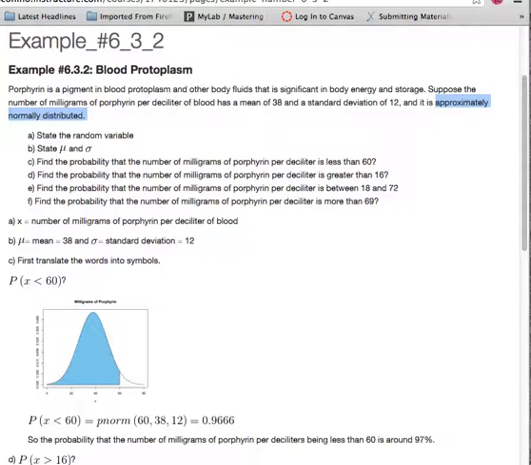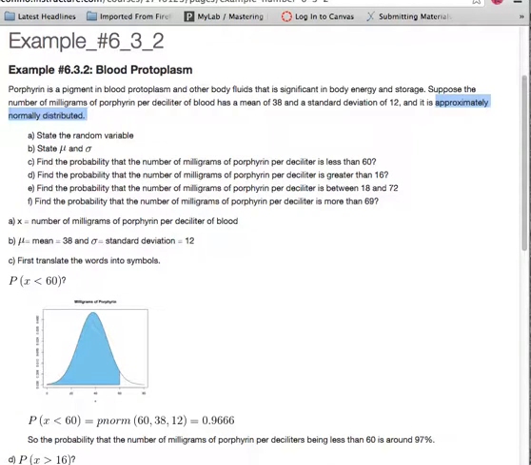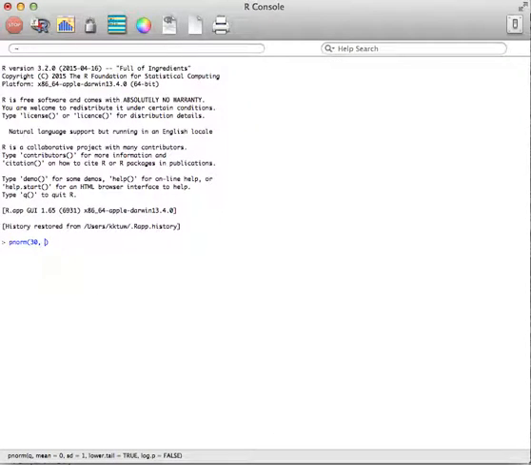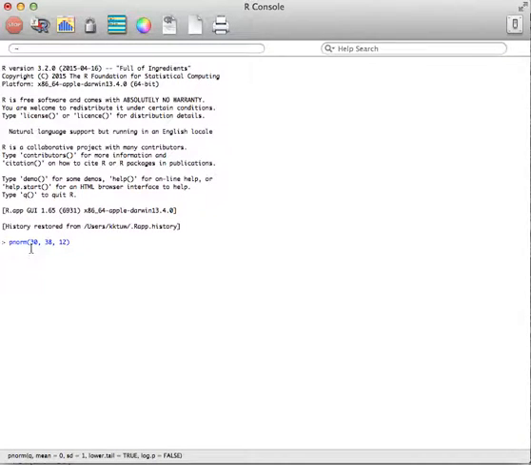In R, anytime you want to find the probability that something is less than, you use a p, and then you start off with whatever your distribution is. In this case, the distribution is normal, so it's p norm. Then you type in where the shading ends, and then you type in your mean, which was 38, and then your standard deviation, which was 12. So our shading stopped at 60. And we come up with 0.9666. So that is the probability that x is less than 60.